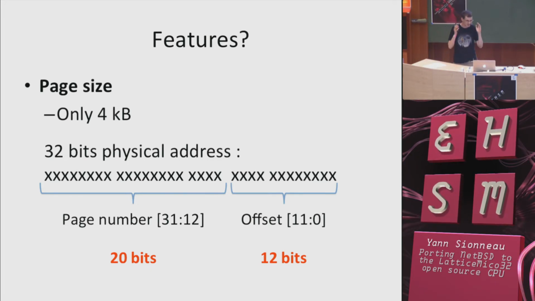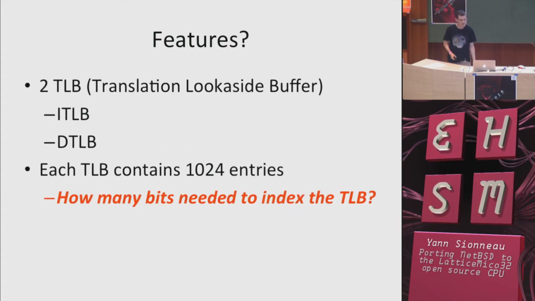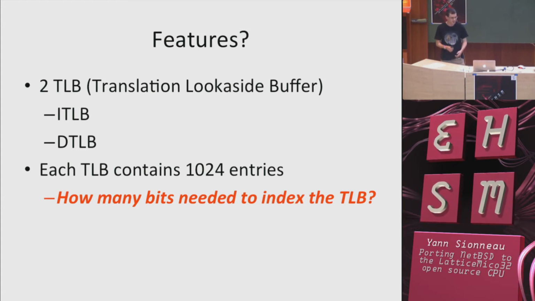So in an address, we can split it into 2 parts. One is the offset within a page, which is 12 bits long, and the other part is the page number. So 20 bits for the page number. And that's going to be important for the following. So then, we talked about the TLB. In fact, there are 2 TLBs, 2 translation look-aside buffers, one for instructions, the ITLB, and one for data, the DTLB. Each TLB here contains 1,024 entries.